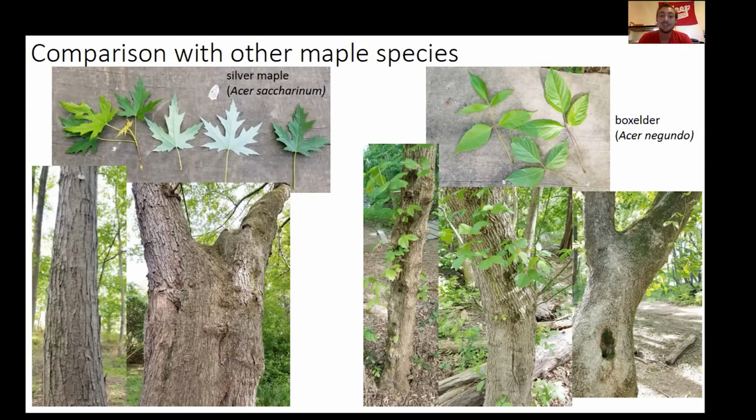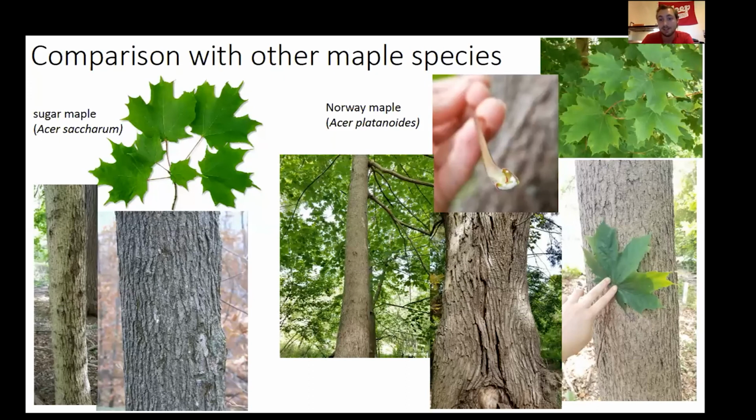Box elder, they have a more brownish bark, unlike our gray and our silver and red maple. And the big difference here in the leaf is that it is a compound leaf. It is our only maple that is compound leaf. So we see here it can have 3 to 5 leaflets on one leaf. And the stem for the box elder is very green rather than a reddish or a red-orange.